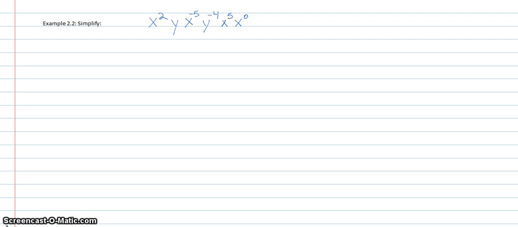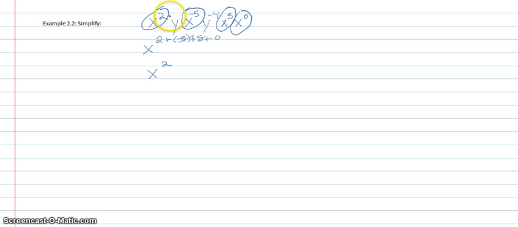The second example in lesson 2 is multiplying variables together, and we need to add the exponents of the like bases. So I'm going to add all the exponents of my x's together. So I'll have x, and then 2 plus negative 5 plus positive 5 plus 0. So the new power of x, these 5s would cancel, is just 2.